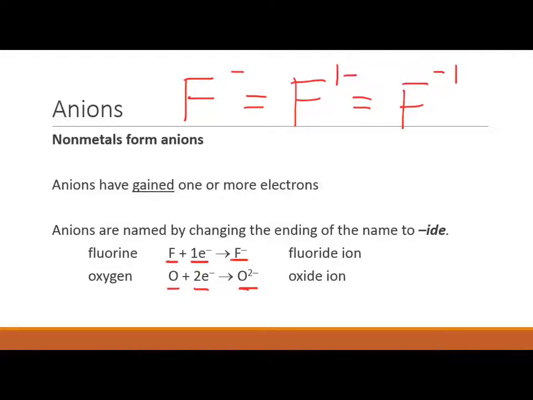Now, how do we name these things? Well, turns out that we keep the base name. So fluorine, we just add an IDE to the end, so fluoride ion. Okay, oxygen, oxide ion. All right, so relatively simple. So sulfur becomes sulfide, nitrogen, nitride, iodine, iodide, and so forth.